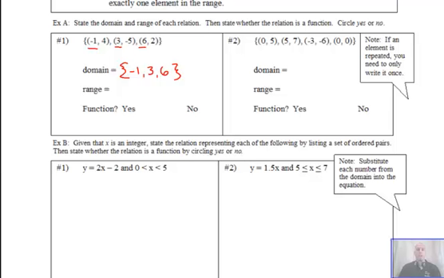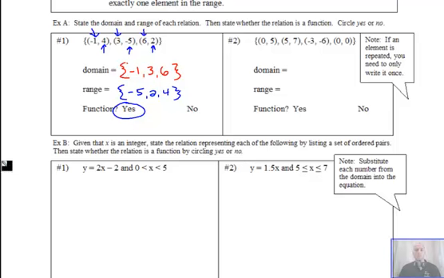The range is the set of all y values. We have a 4, a -5, and a 2. Once again, the order does not matter. Is this a function? Well, let's see. If I put in a -1, you put in x values, you get y values. What comes out? A 4 comes out. If I put in a 3, I only have one choice. A -5 comes out. If I put in a 6, out comes a 2. This is a function.